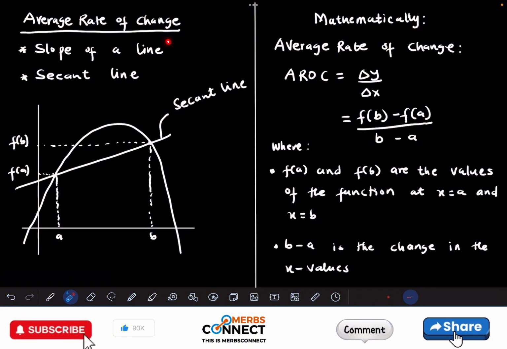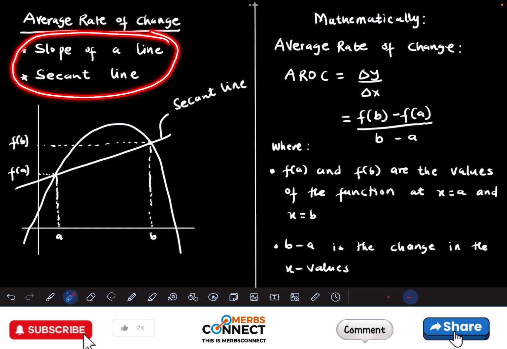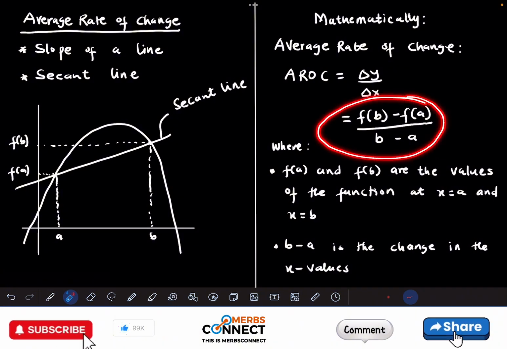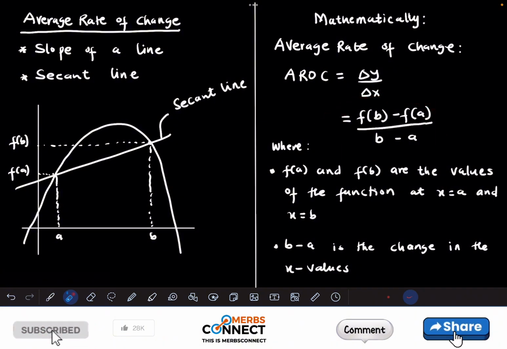One, the average rate of change talks about the slope of a line, or the slope of the what? The secant line. Another key thing that we need to also learn here is the formula for calculating what? The average rate of change.